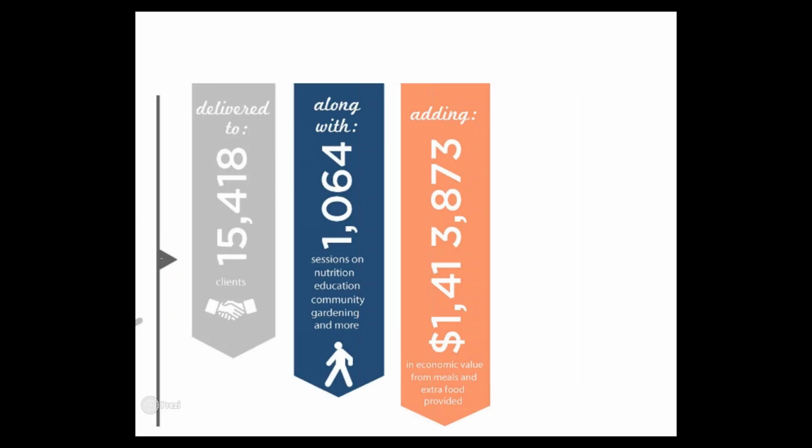These meals are then transported and delivered to community partners and individuals in need, such as shelters, after-school programs, and so on. Last year, the campus kitchens fed over 15,000 clients and held over 1,000 sessions on nutrition education, gardening, and so on. And I'll talk a little bit more about going beyond the meal later in the presentation. This added nearly $1.5 million in economic value to the communities we serve, allowing the agencies to focus more of their time and efforts on their mission and empowering their clients. So as you can see just in the numbers, the impact we're making in communities and nationwide is really significant.